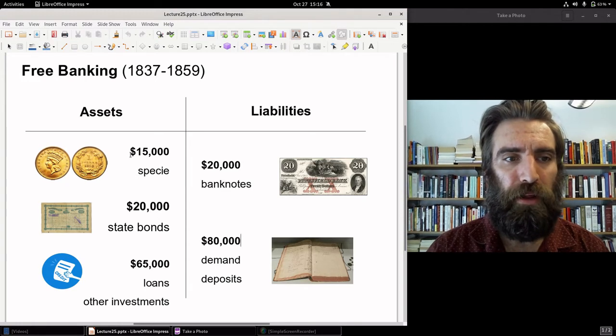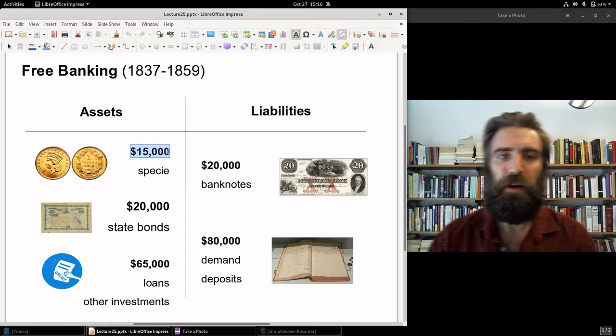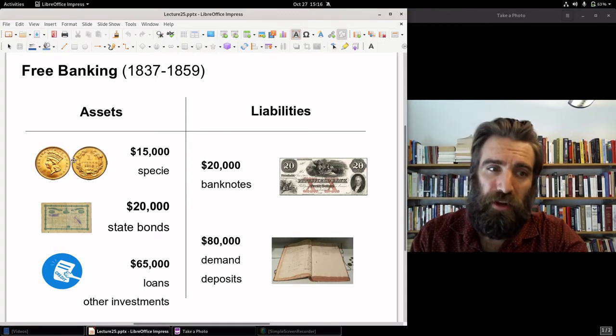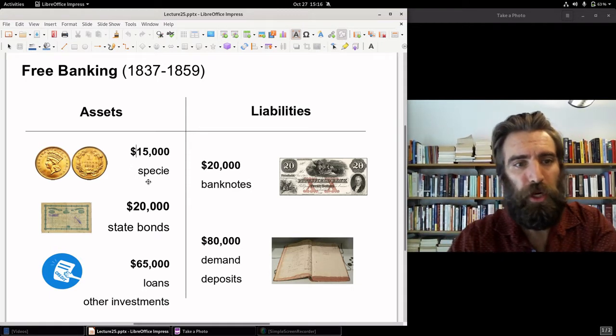They have $15,000 of specie in the vault. So at any time, note holders or depositors can come to the bank and they can get coin. And it's a 15% reserve ratio.